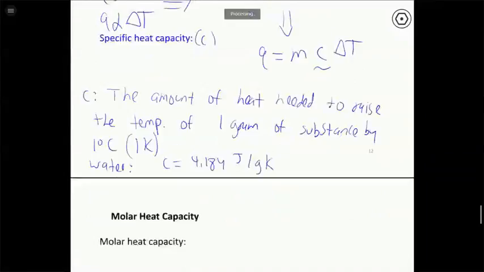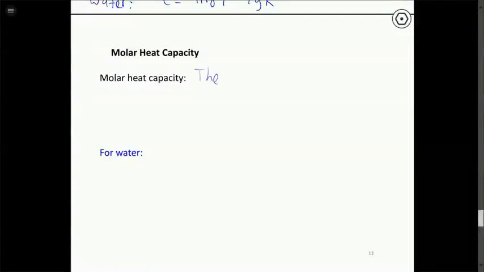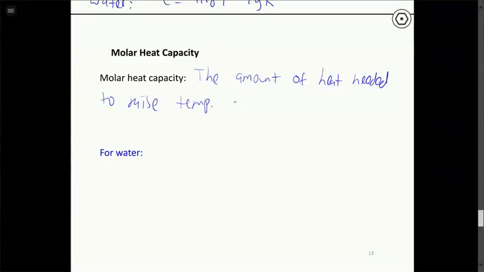And then another related concept, but one that we're not going to use very much, is molar heat capacity. Specific heat capacity is for 1 gram of substance; molar heat capacity is for 1 mole. We won't use this one very much at all, but we should be familiar with it. This is the amount of heat needed to raise the temperature of 1 mole of substance by 1 degree Celsius.